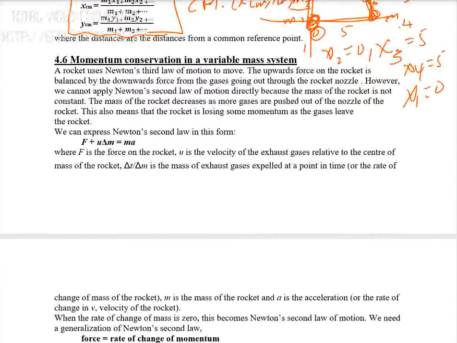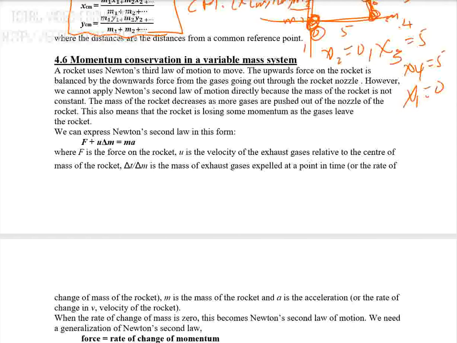And the other thing is momentum conservation in variable mass systems. We will consider two variable mass systems. The first one is the rocket, the second one is the rail. In the rocket, the flame that comes out from the rocket reduces the mass.